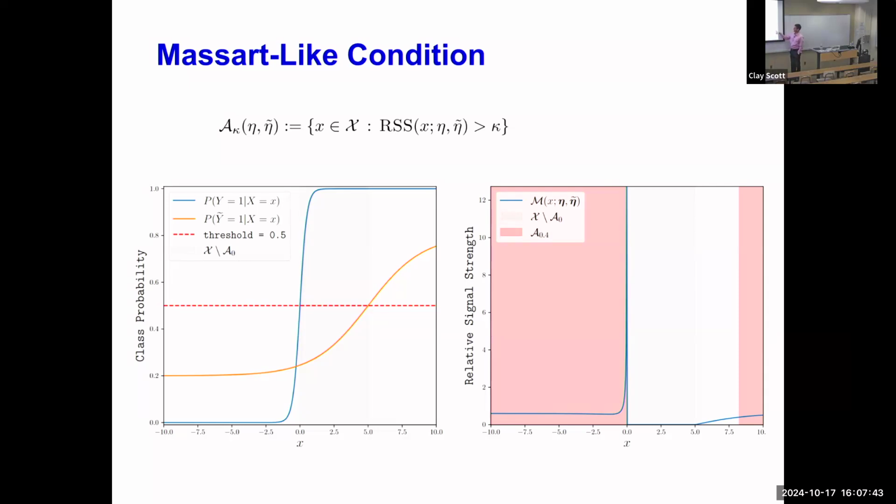And this on the right plots the relative signal strength. In this region where the Bayes classifiers disagree, the relative signal strength is 0. Otherwise, it's positive, and it depends on this ratio. And then the set A0 is the set where the noisy and clean Bayes classifiers agree. So this would be the complement of that set.